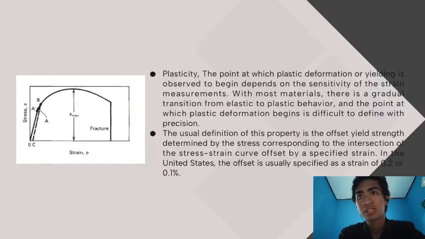Okay, next, plasticity. The point at which plastic deformation or yielding is observed to begin depends on the sensitivity of the strain measurement. With most materials, there is a gradual transition from elastic to plastic behavior, and the point at which plastic deformation begins is difficult to define with precision.